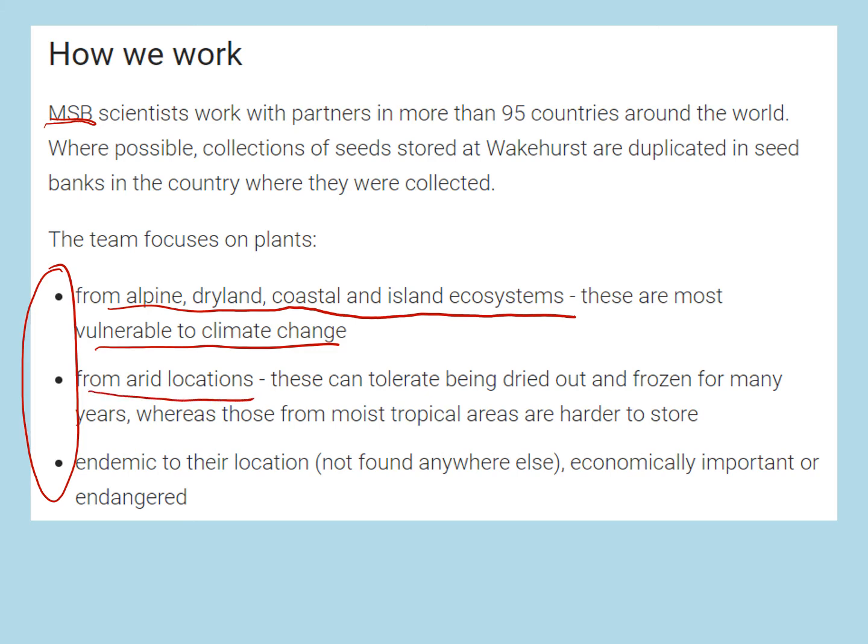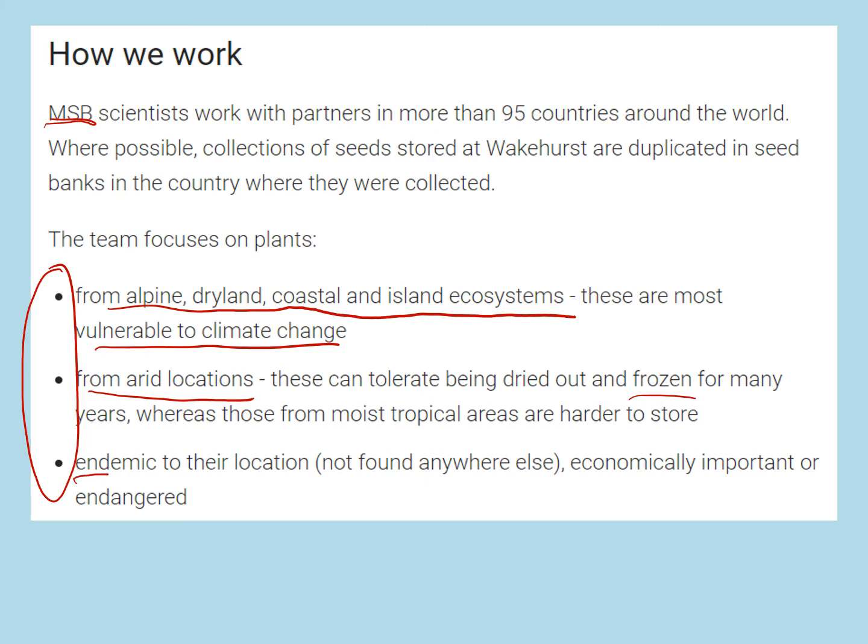Second, plants from arid conditions, so these organisms are easier to store. Arid means hot and dry. So when these plants are dried out, they can stay in a frozen state for many, many years. So it's more likely that the seeds won't die in that storage period.